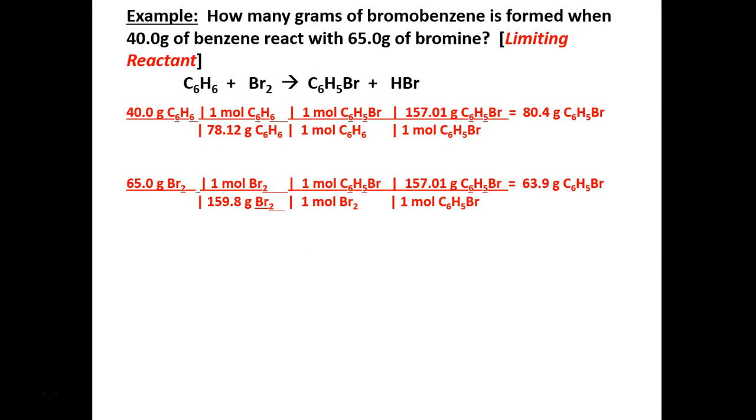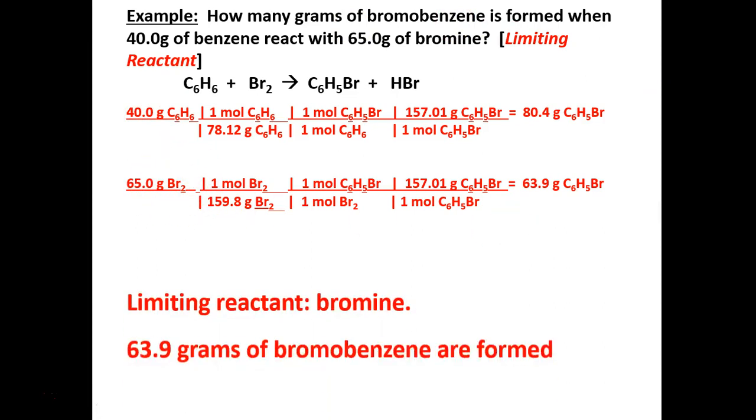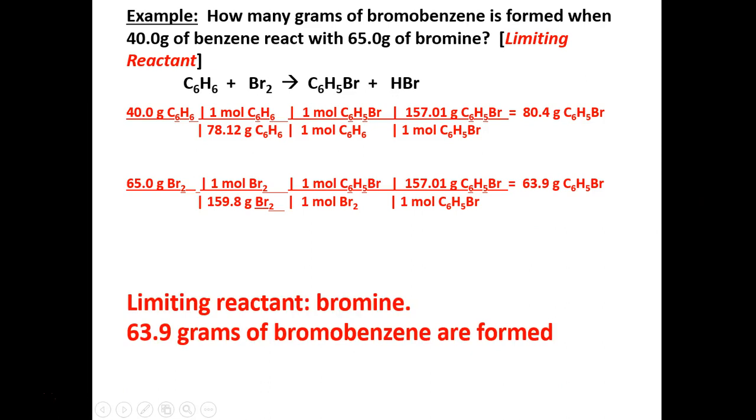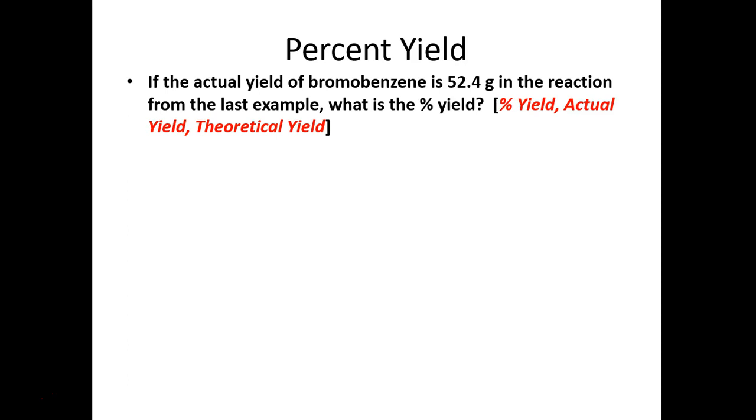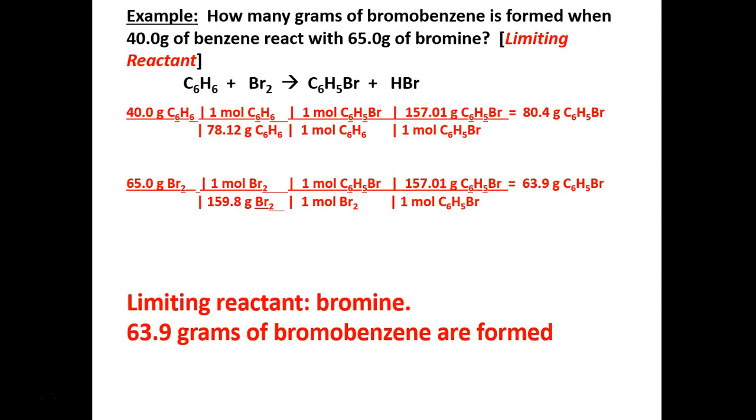So pause for a second and see if you can identify the limiting reactant and the theoretical yield of bromobenzene. Okay, the limiting reactant is bromine because it makes less bromobenzene, and the theoretical yield is 63.9 grams of bromobenzene. Okay? It really bothers people to have done 2 problems and then only use 1 in their results, but try to accept that because that's how this works.